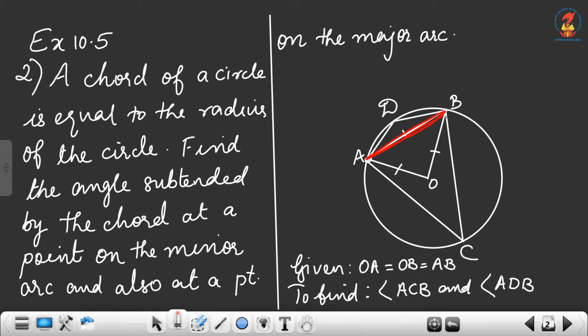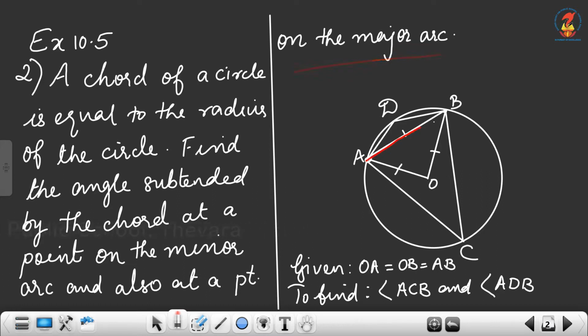So, I have taken AB as a chord of length equal to the radius, and this is the center of the circle, which I have joined here. So, we got an equilateral triangle here. What we have to find is the angle subtended by the chord at a point on the minor arc and also at a point on the major arc.